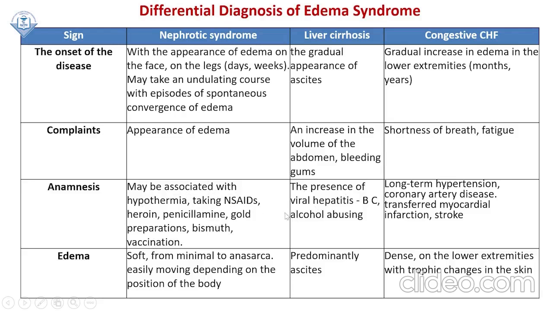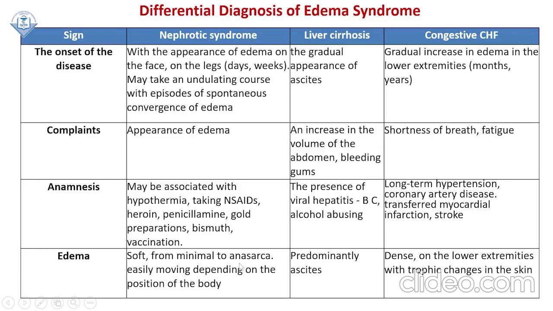In liver cirrhosis, we can find in anamnesis viral hepatitis, especially hepatitis B, hepatitis C, or alcohol abuse. In congestive heart failure, there is long-term hypertension, coronary artery disease in anamnesis, infarction of myocardium, stroke.